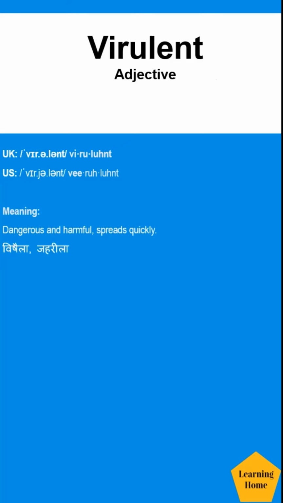The word virulent is used as an adjective. In British English, it is pronounced as, virulent. And in American English, it is pronounced as, virulent. And the meaning of this word is dangerous, something very harmful, which spreads very quickly.